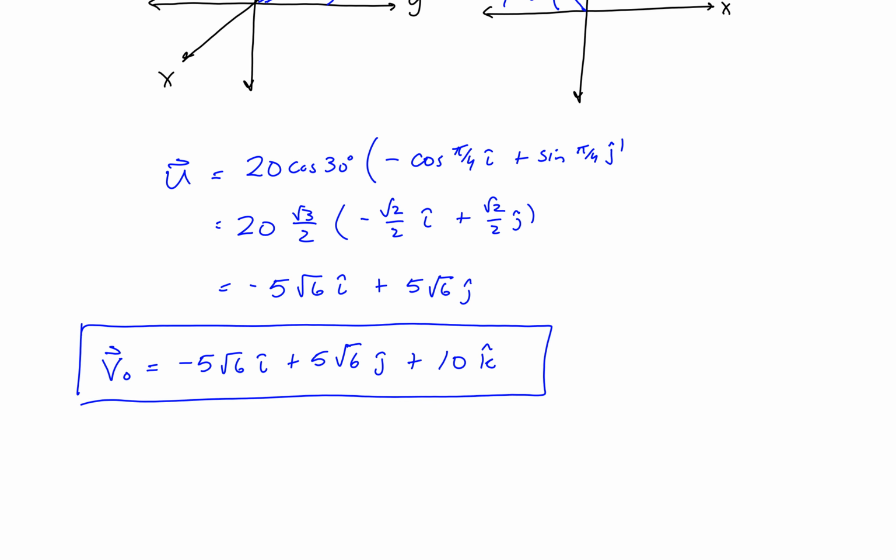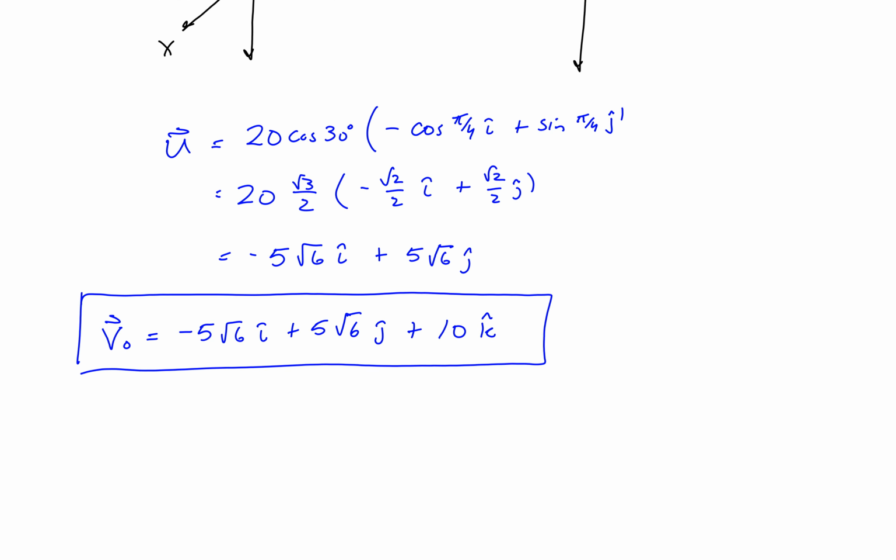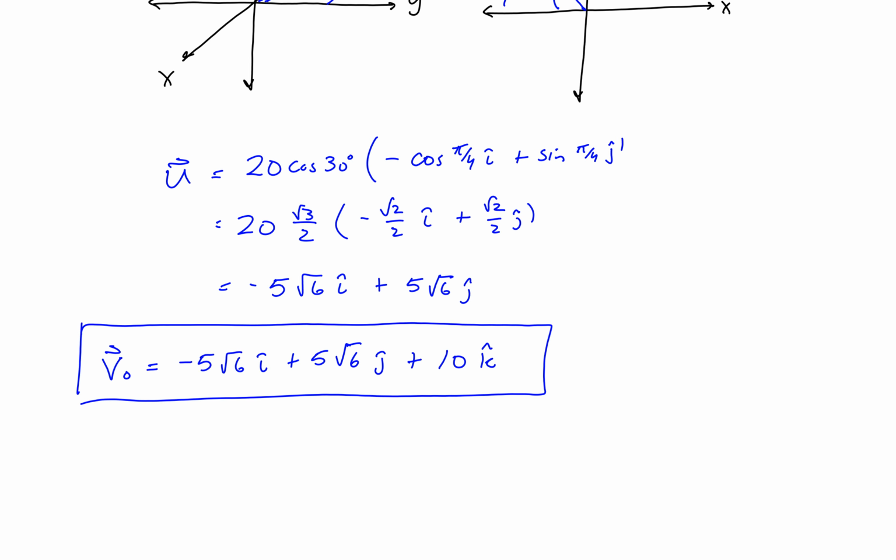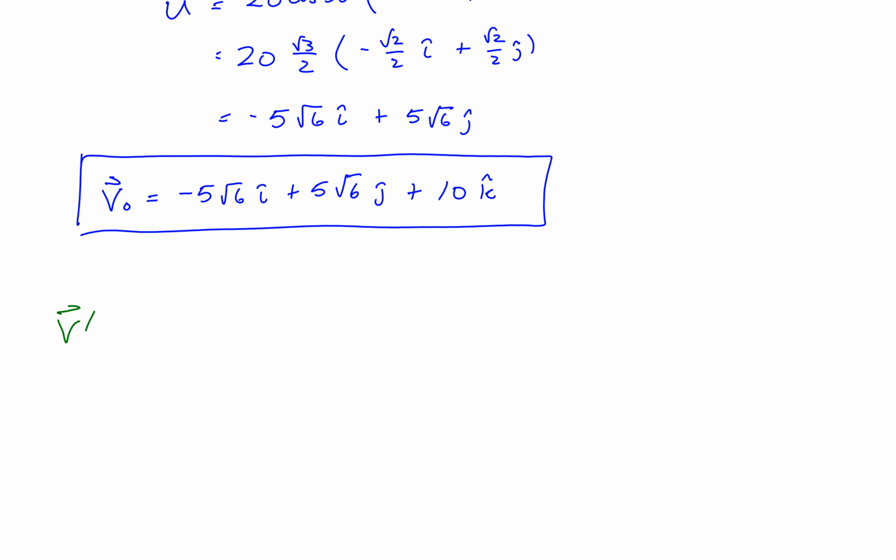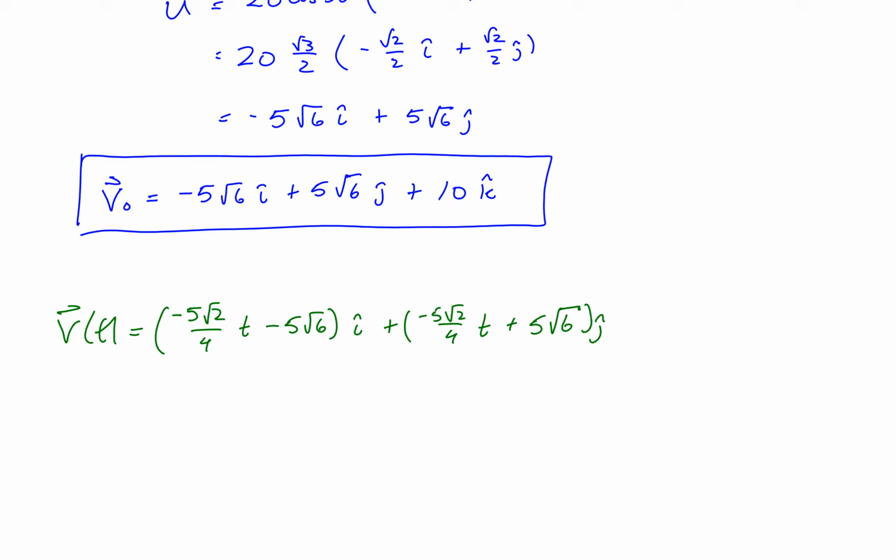So now that we know our initial velocity, we can write down our overall velocity. So v of t then is minus 5 root 2 over 4 t minus 5 root 6 i plus minus 5 root 2 over 4 t plus 5 root 6 j plus 10 minus 9.8 t k.